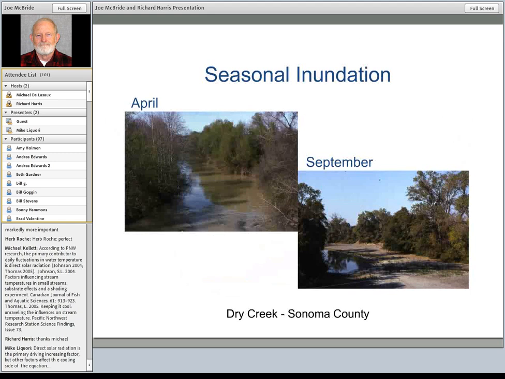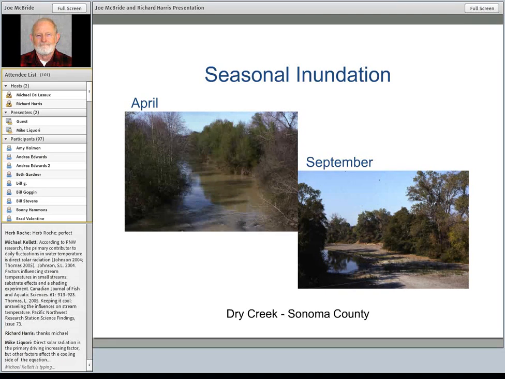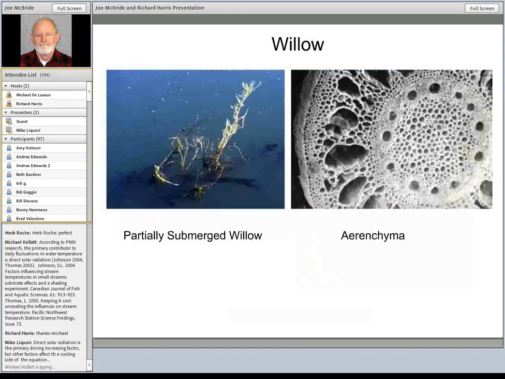Here, for example, are a couple of views of Dry Creek up in Sonoma County. On your upper left is the stream in April after an extended period of rainfall, and you can see that the gravel bars are completely inundated by water, in contrast to the picture in September, where we have a large pool of water on the left, but most of the gravel bar that was inundated in April is now exposed.